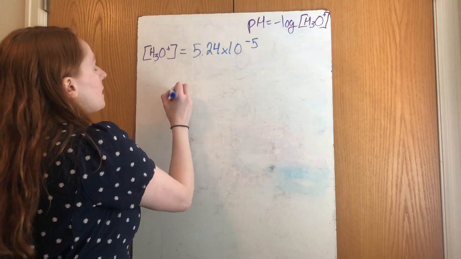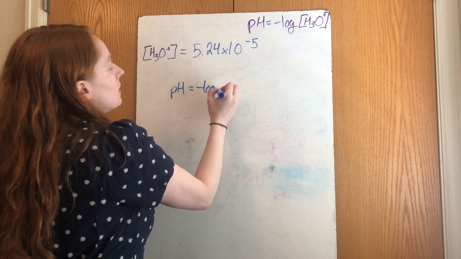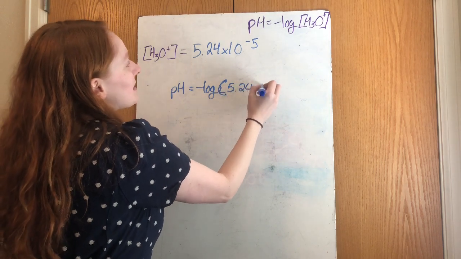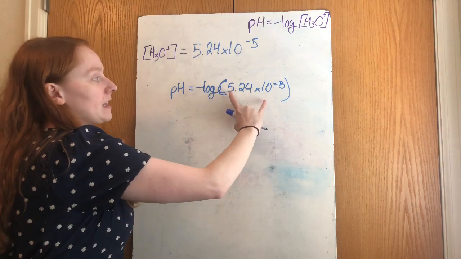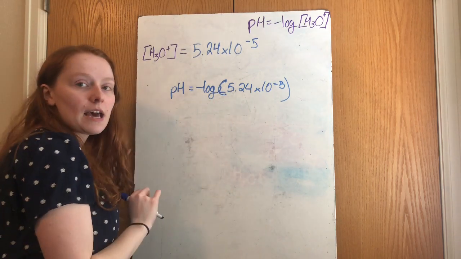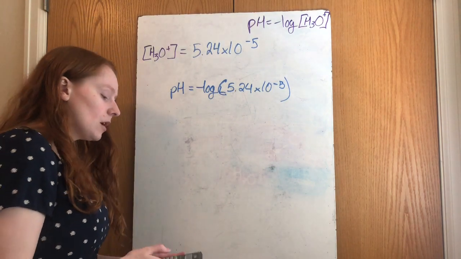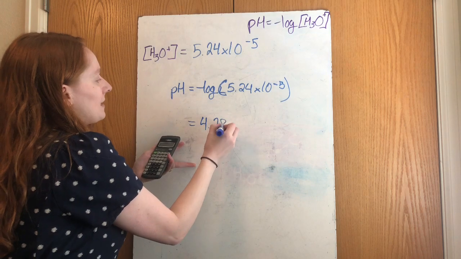So again, here's our formula. pH is equal to the negative log, and this time it is 5.24 times 10 to the negative 5. What you're going to do is take this number, take the log of it, and make that number the opposite sign, positive or negative. You can have negative pH. It won't often happen, but it can happen. In this case, I got 4.28.